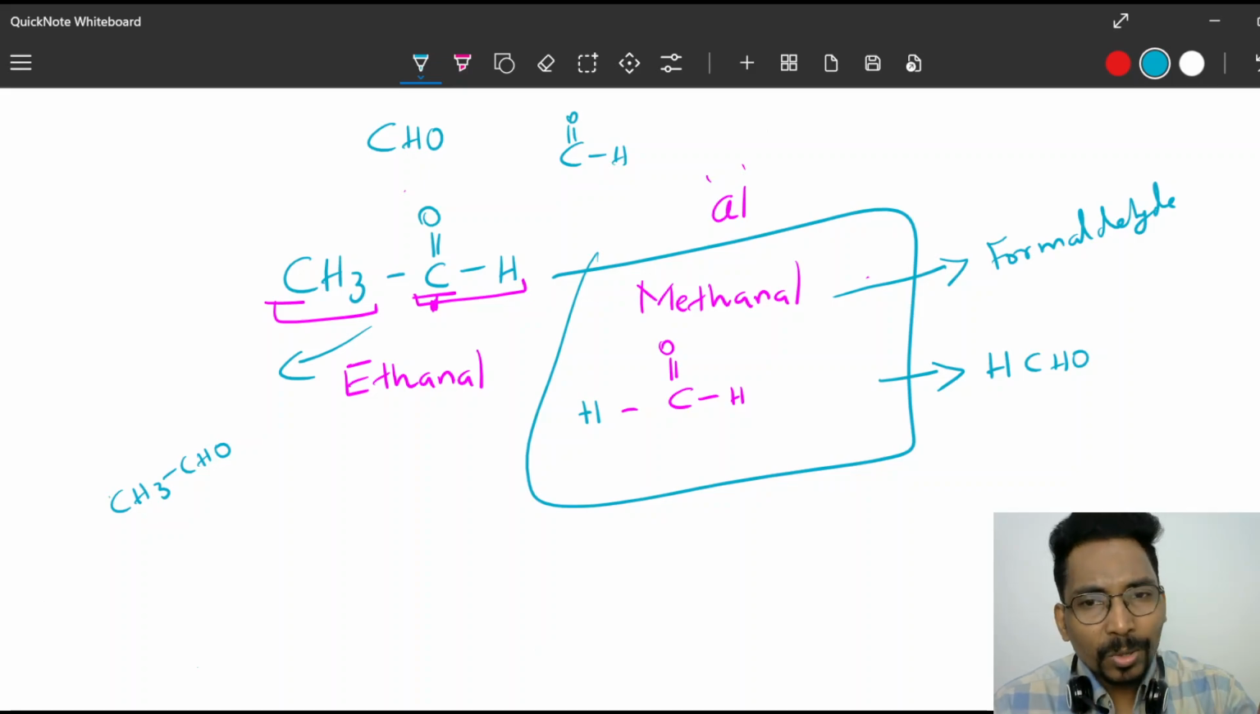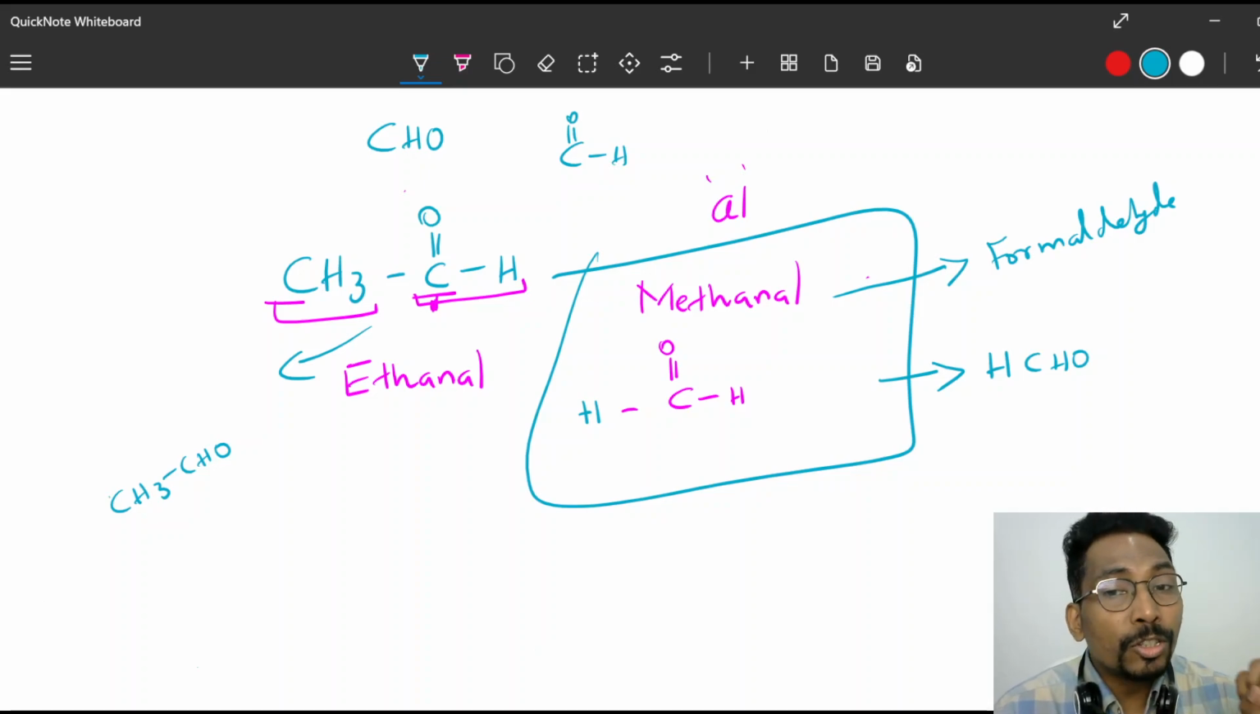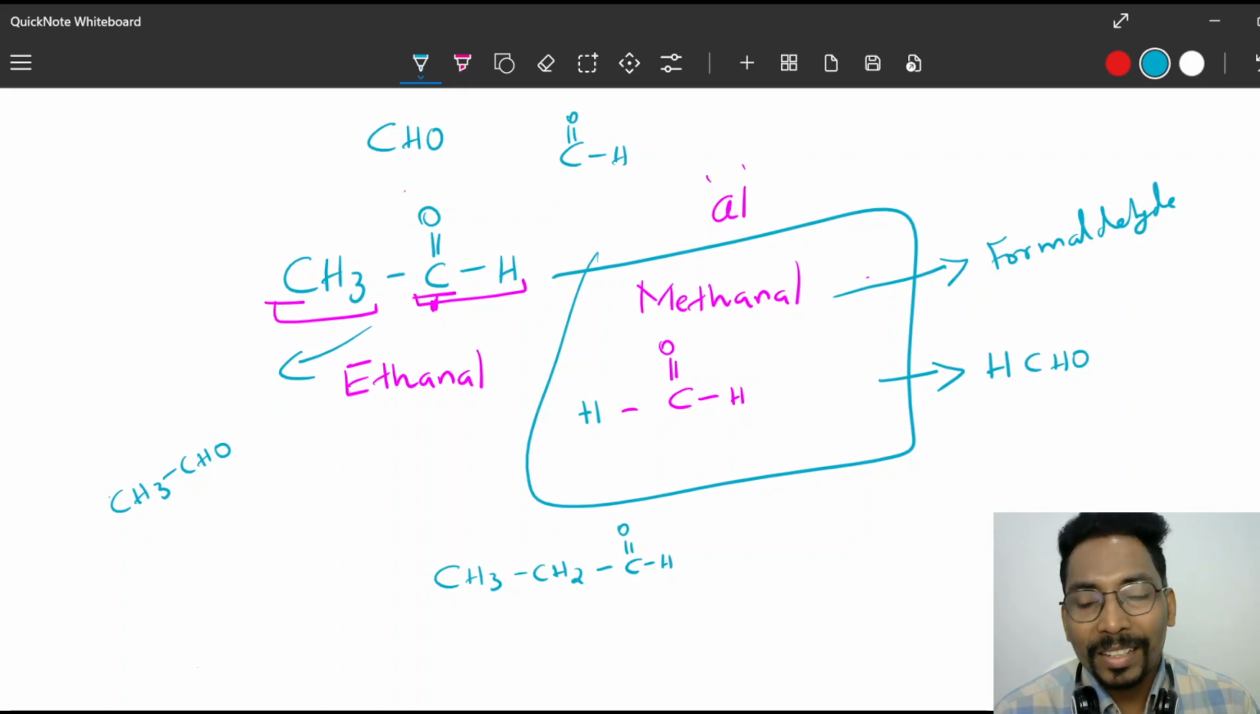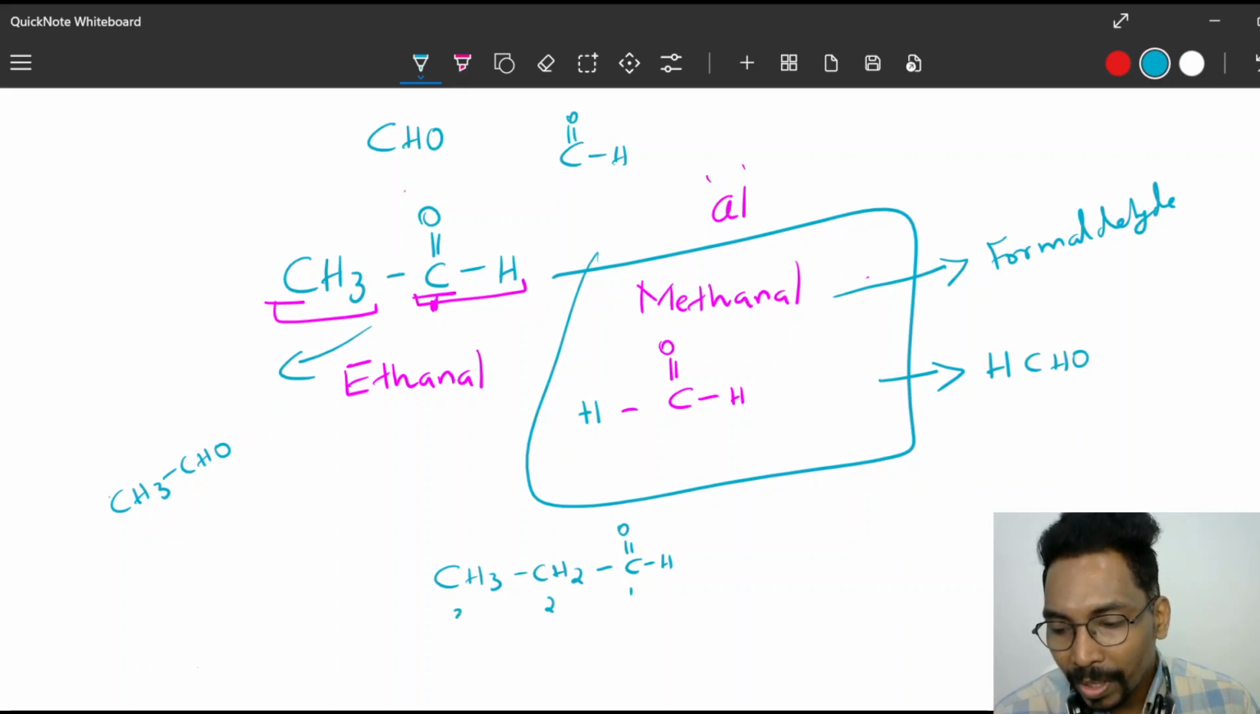Okay, so it goes on like this: methanol, ethanol, propanol, butanol, pentanol. So what will be the structure of propanol? Propanol means 3 carbon and aldehyde group. Okay, very simple. So CH3, CH2, then C double bond OH. Okay, that's it. So 1, 2, 3.